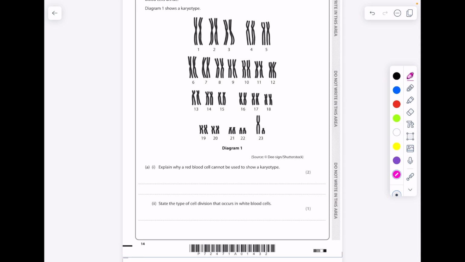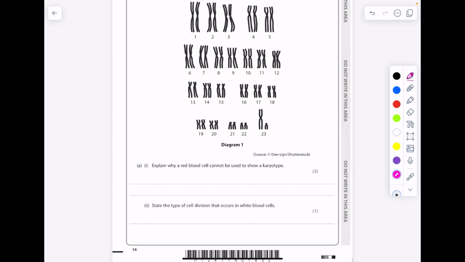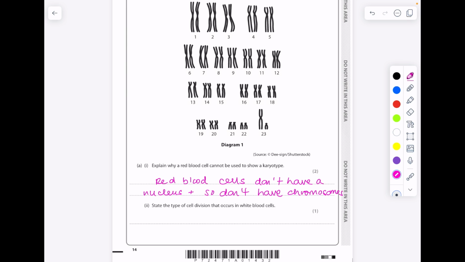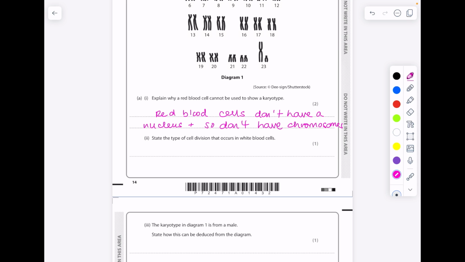Explain why a red blood cell cannot be used to show a karyotype. So remember, chromosomes are found in a nucleus and red blood cells don't have a nucleus. So totally useless for finding a karyotype. State the type of cell division that occurs in white blood cells. Well, you're just trying to reproduce these white blood cells, so we're going to be using mitosis.